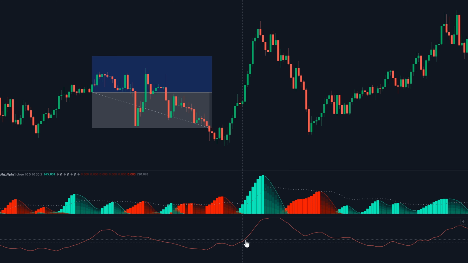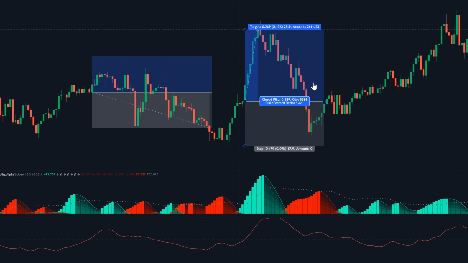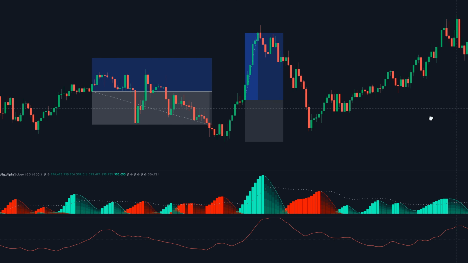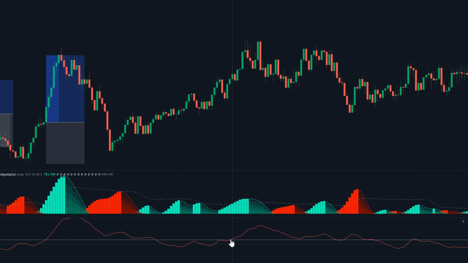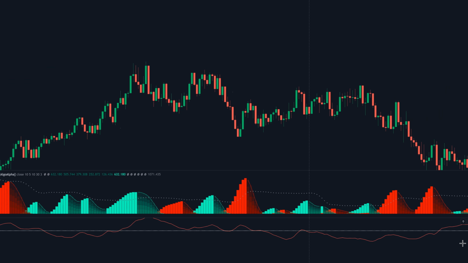ADX crossed above the white line. At the same time, the momentum bias index was colored teal and it closed above the dotted oscillator. And the same thing happened here. And we can go over and over and over.